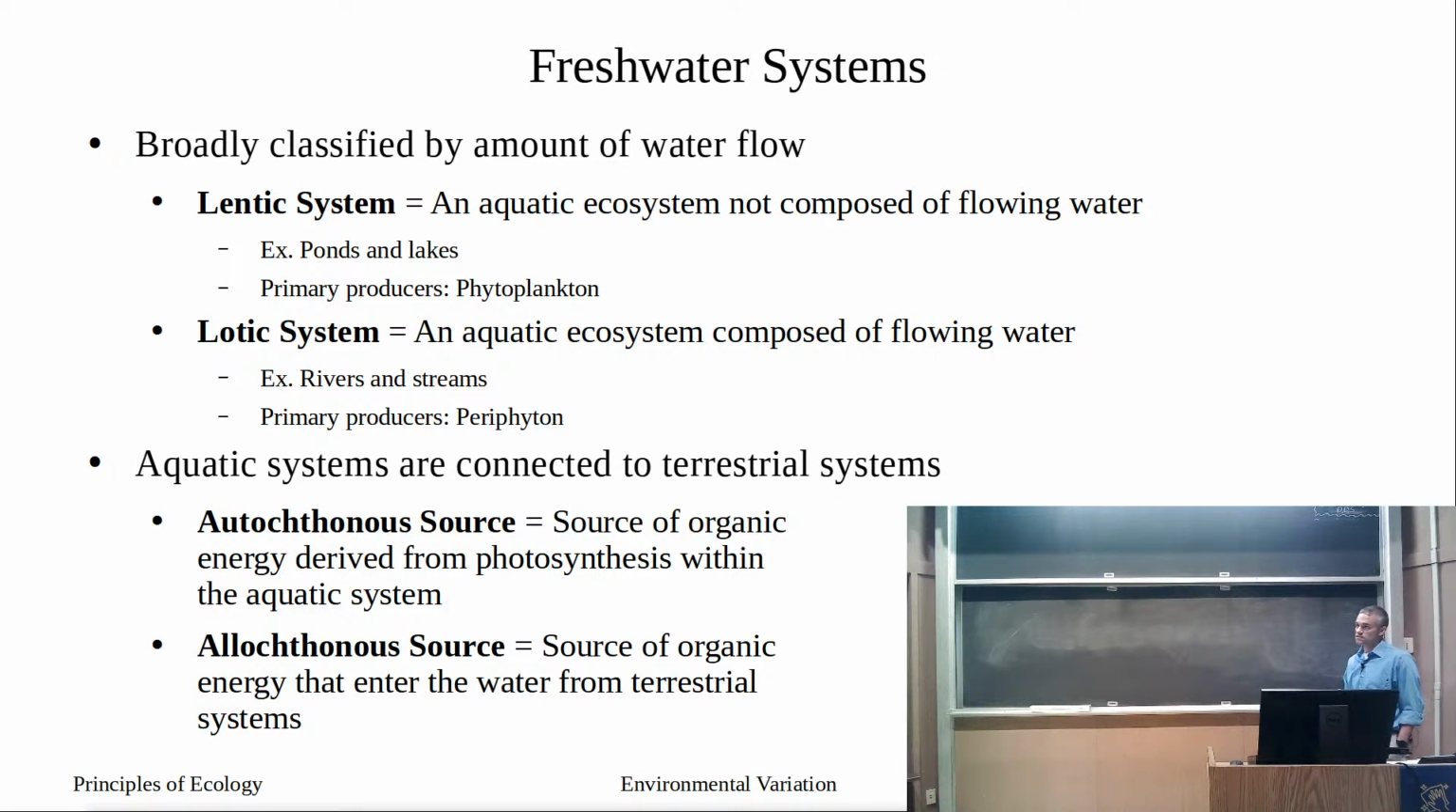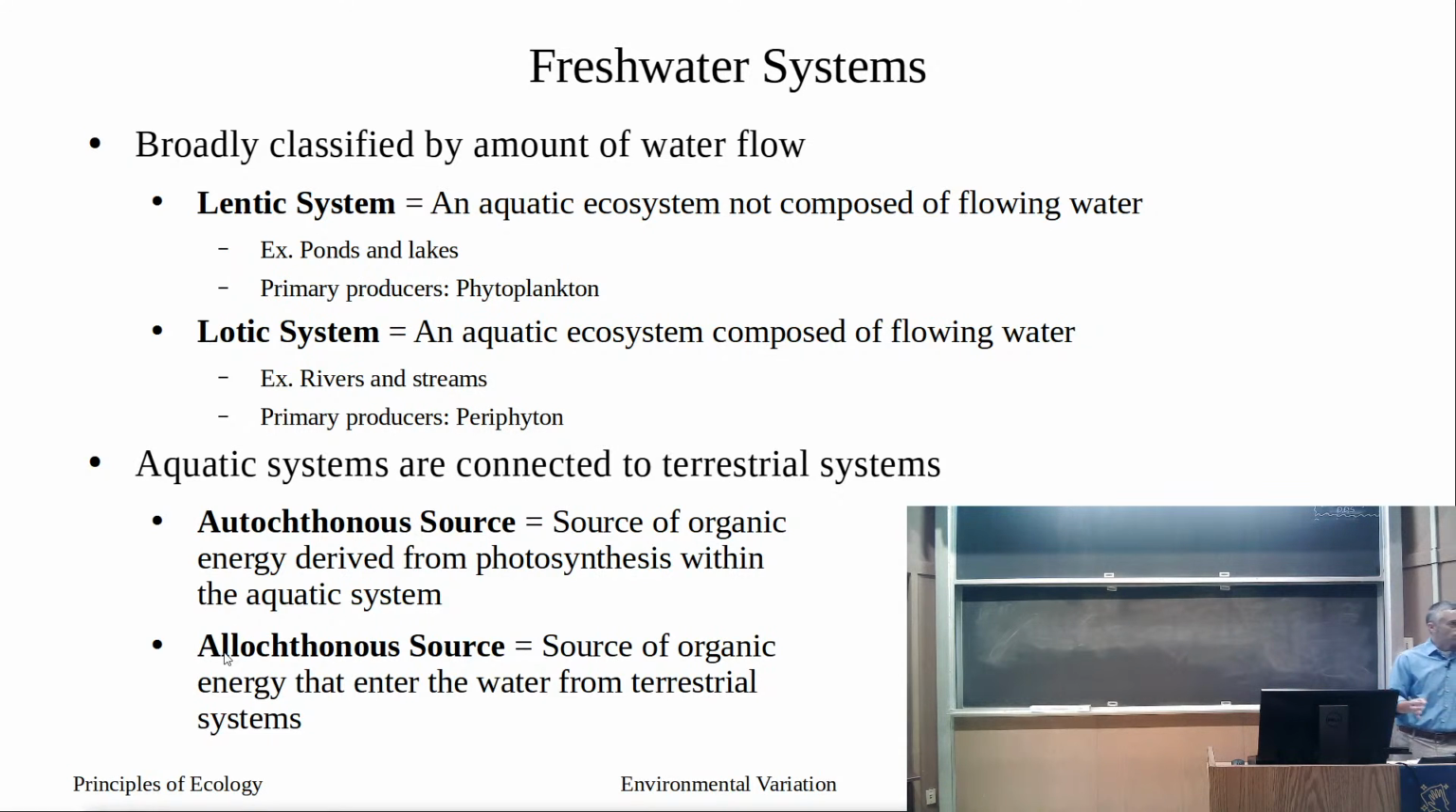Those sources of organic material could be classified as either autochthonous or allochthonous. Autochthonous sources are those sources of organic energy derived from photosynthesis within the aquatic system. Autochthonous, auto, it's in our system. Allochthonous sources are those sources of organic energy that enter the water from terrestrial systems.